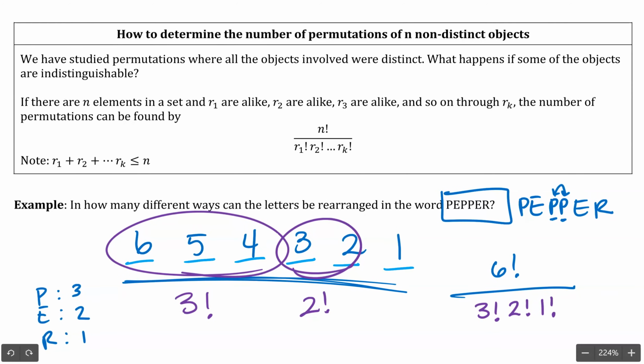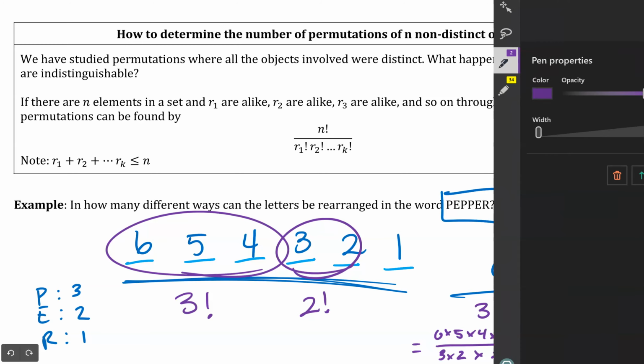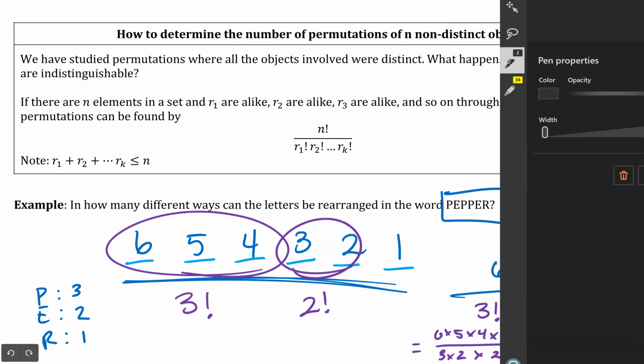And now this you can stick in your calculator, or you can calculate it by hand. Either way is okay. This one is actually pretty doable by hand, so I'm just going to go ahead and finish it out. So 6 factorial is 6 times 5 times 4 times 3 times 2 times 1. And then 3 factorial would be 3 times 2 times 1. I won't write that. And then 2 factorial would be 2 times 1. And then we just do any simplification or cancellation that we have, and we see what's left.